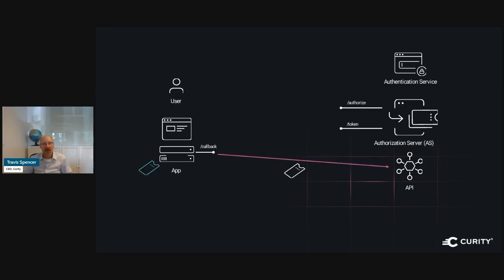But in any case, it has the access token, and the access token will be used to call the API. The API will be able to verify that token by hook or by crook, and consume or make an authorization decision on whether or not that resource should be consumed by that client for this user. Make sense? I hope so.